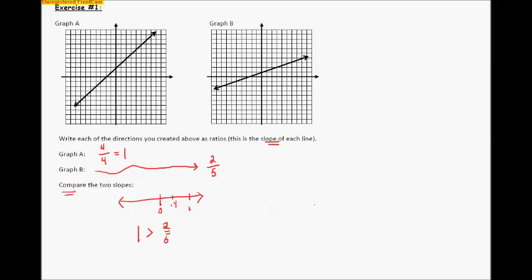So easy enough. I'm going to make that 5 a little better there. That's a terrible 5. All right, there's a 5. That's even better. Okay, so I compared the two slopes. So when you see the word compare, you're just simply trying to see which one is bigger, which one's smaller.